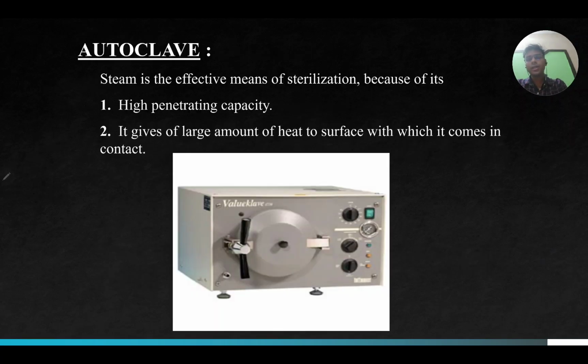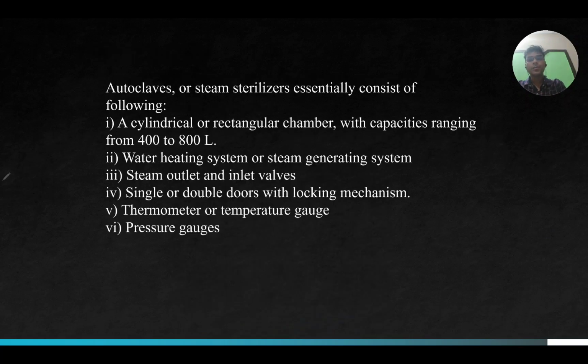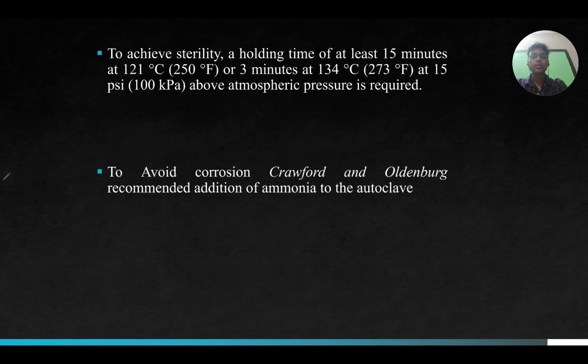Coming to the autoclave, here moist heat is utilized. In this, steam is the effective means of sterilization because of its high penetrating capacity. It gives off a large amount of heat to the surface with which it comes in contact. Autoclaves or steam sterilizers essentially consist of the following: a cylindrical or rectangular chamber with capacities ranging from 400 to 800 liters, a water heating or steam generating system, steam outlet and inlet valves, single or double doors with locking mechanism, a thermometer or temperature gauge, and pressure gauges.